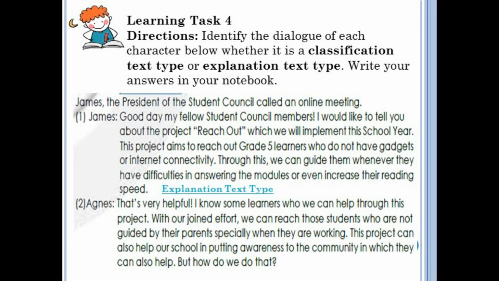Number 2, Agnes: That's very helpful. I know some learners who we can help through this project. With our joint effort, we can reach those students who are not guided by their parents, especially when they are working. This project can also help our school in putting awareness to the community in which they can also help. But how do we do that?